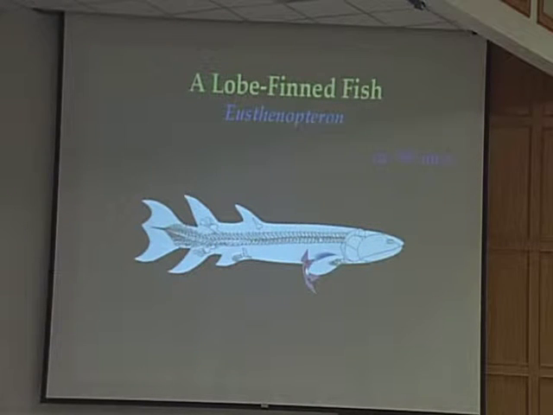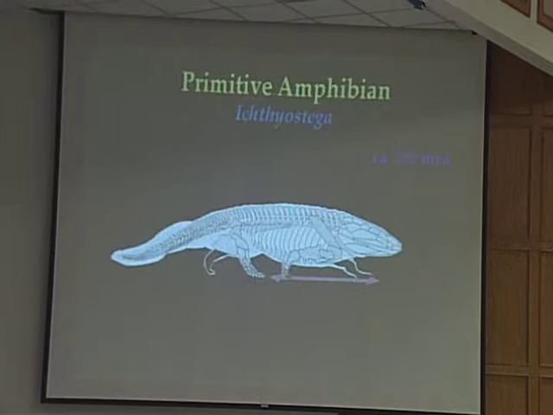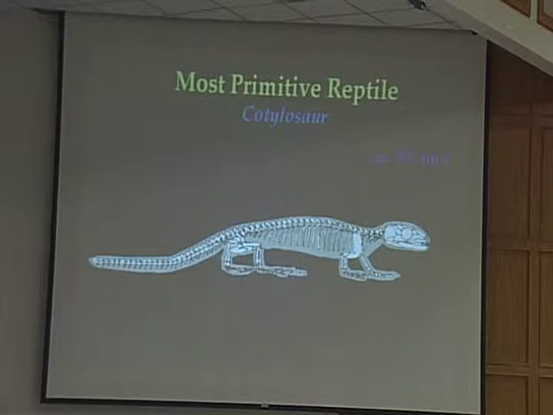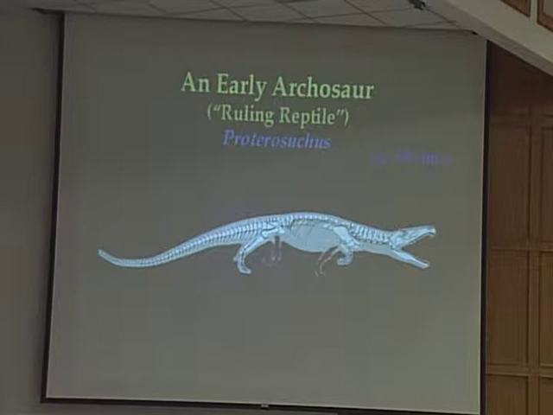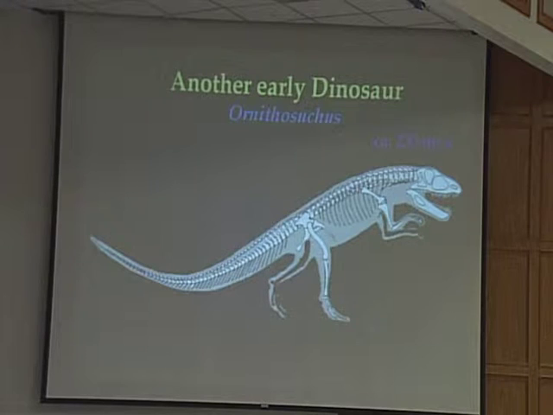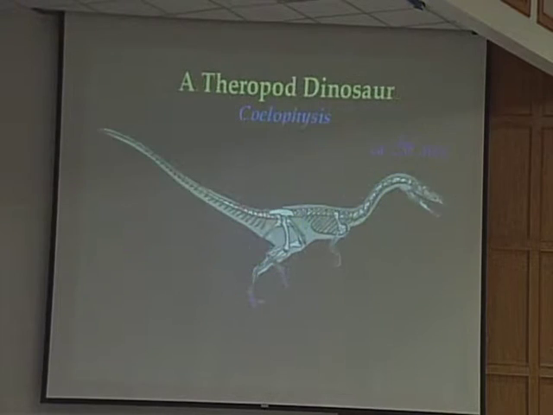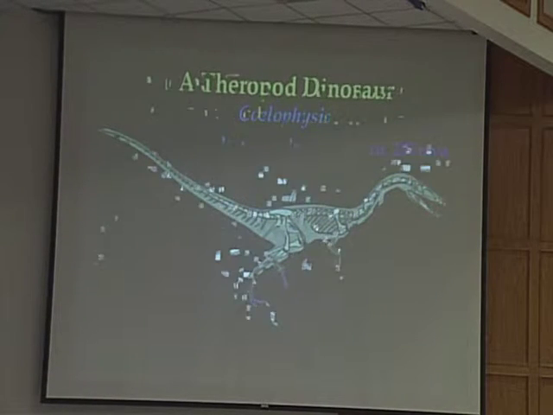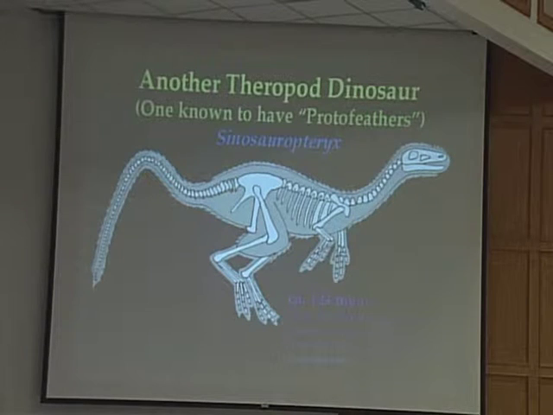A lobe-finned fish. You can see the dates there. A primitive amphibian like Ichthyostega. Again, that was macroevolution right there. Then we finally get to a primitive reptile called a cotylosaur, the first reptiles, an early archosaur, Proterosuchus, onto a thecodont called Euparkeria, and then a clearly bipedal organism, an early dinosaur, a theropod dinosaur, another theropod dinosaur, one that is known to have feather-like structures on its body.